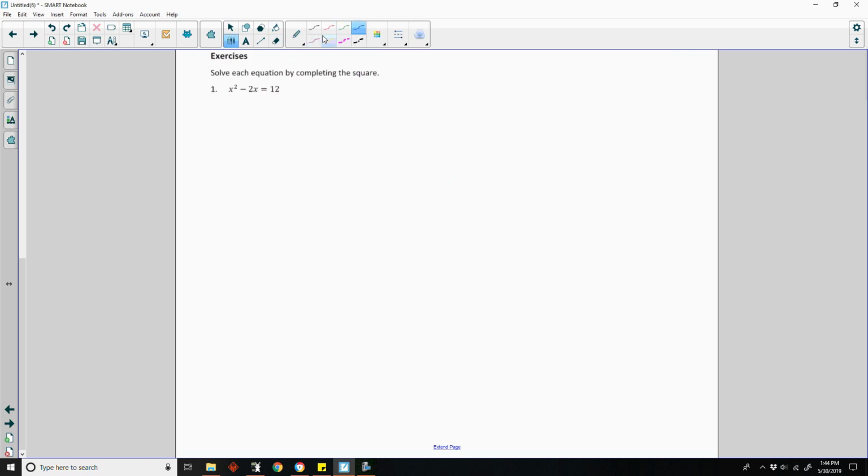All right, here's number 1 exercise. So pause the video, see if you can do this, and then come back and see how you did. All right, so here we go. So I have x squared minus 2x equals 12. Leave the constant on the right. I'm going to complete the square on the left.